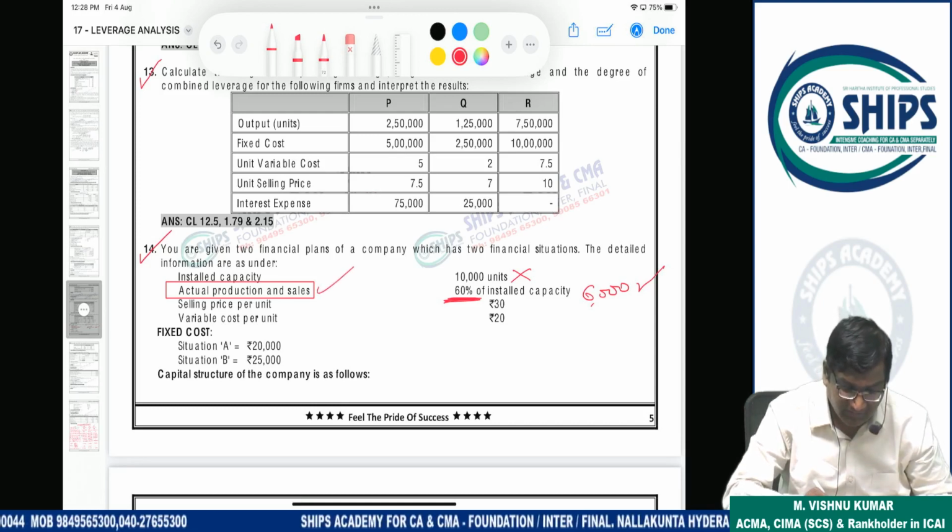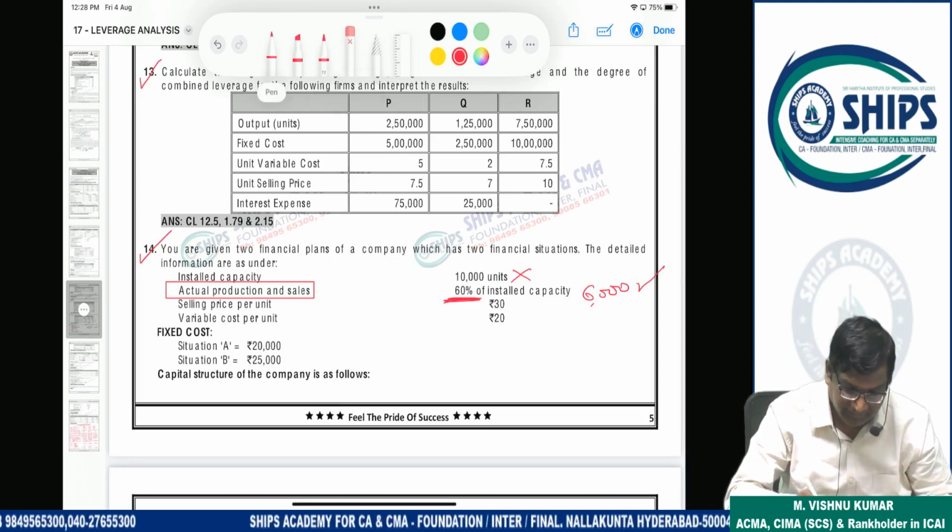So for this, we have to calculate. This is not important. Okay?